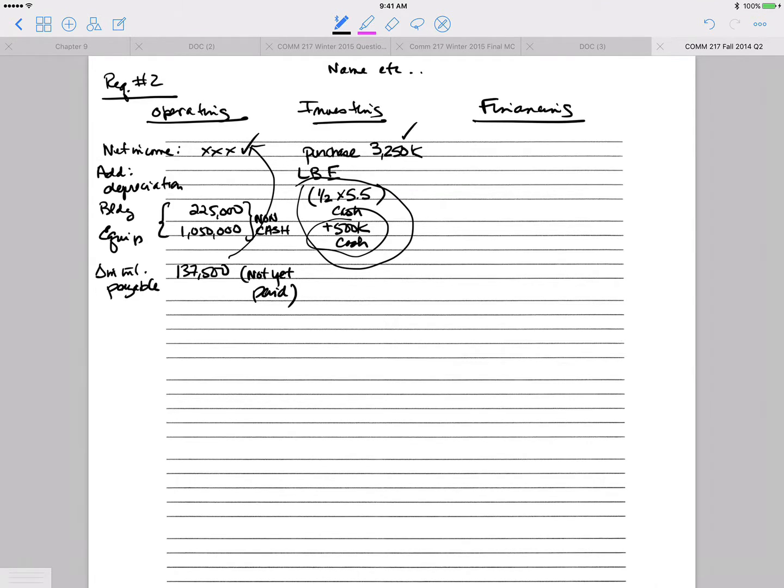For the financing activities, we're not going to see anything. So this is the answer to required number 2.